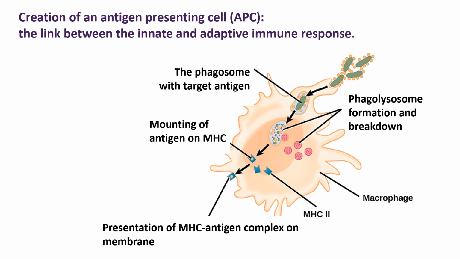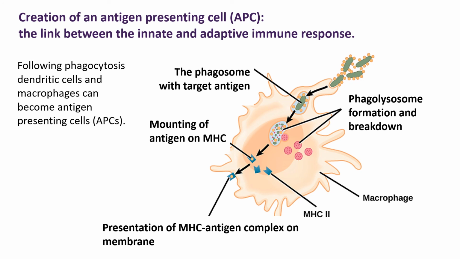Okay, so let's get back on track. We finished up before fever with phagocytosis. From phagocytosis, it leads into the creation of this antigen presenting cell. And as we said, this is the link really between the innate and the adaptive immune response.